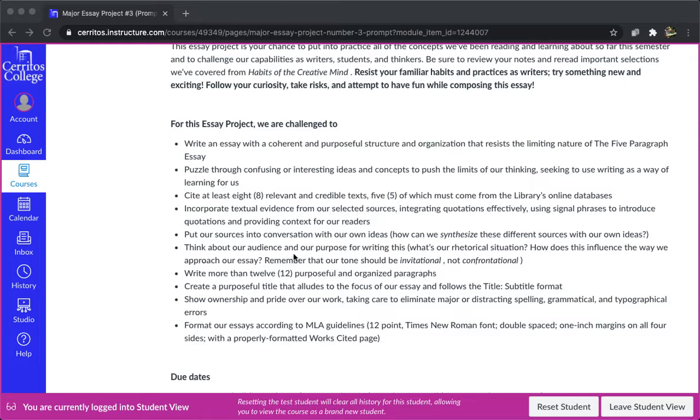We're challenged to think about our audience and our purpose for writing this. What's our rhetorical situation? How does this influence the way we approach our essay? Remember that our tone should be invitational, not confrontational. So we want to think about our audience: who comprises our audience, what types of readers are we anticipating, what are their expectations, how can we meet those expectations or even surpass those expectations. So we want to keep that in mind.